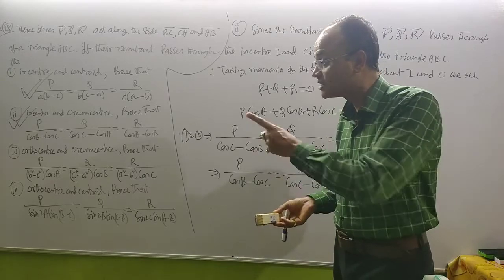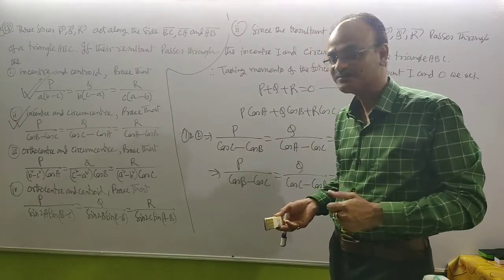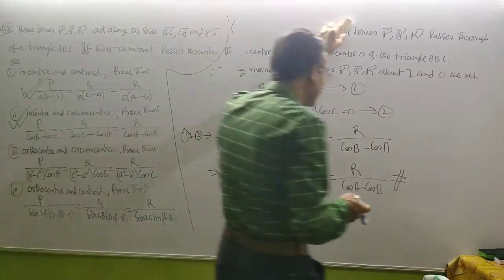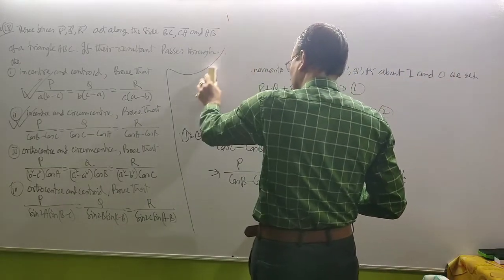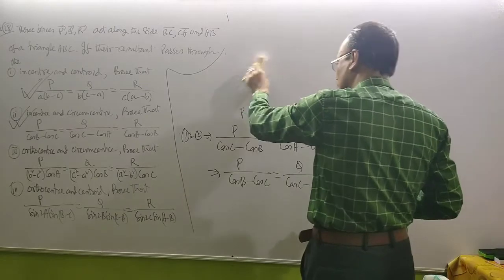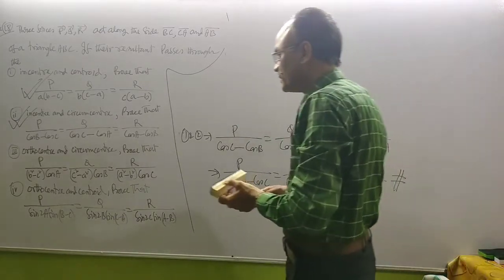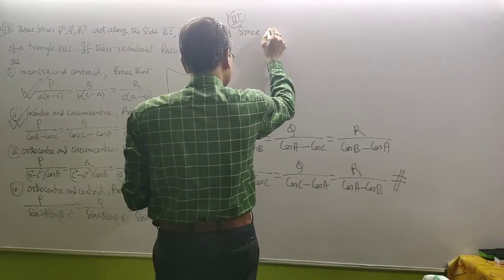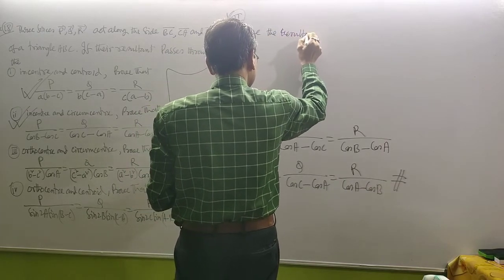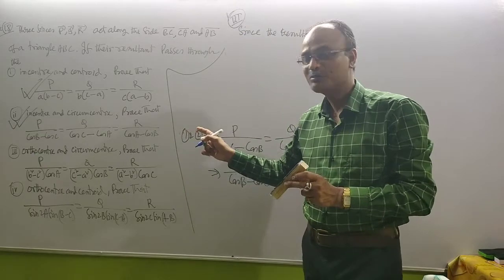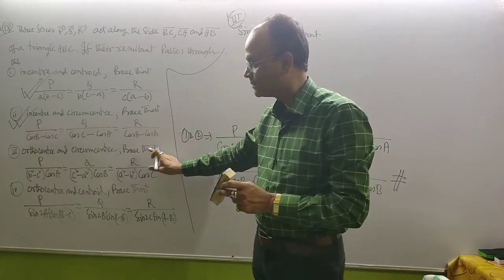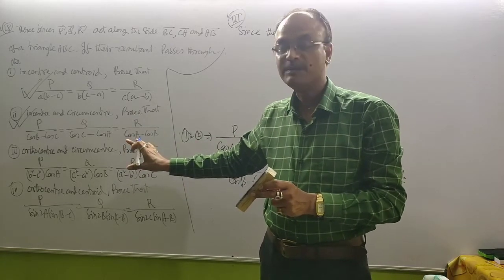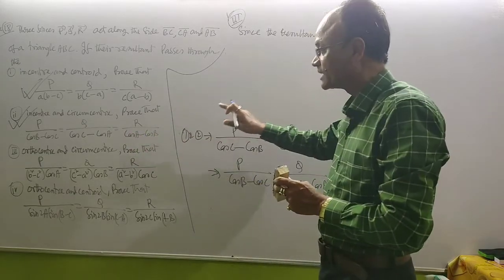Number 3: if the resultant passes through the orthocenter and circumcenter. Perhaps you have understood this, as we have applied the previous question. Since the resultant... You will have to prove this one first. Any one of these four may be asked in the examinations, so first you have to prove this one.